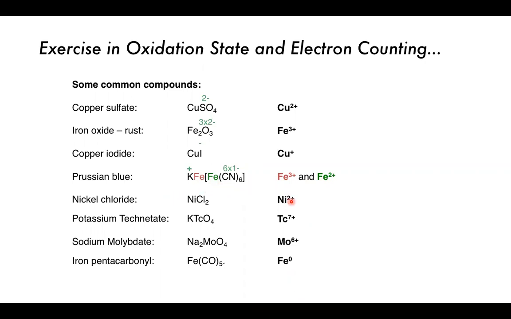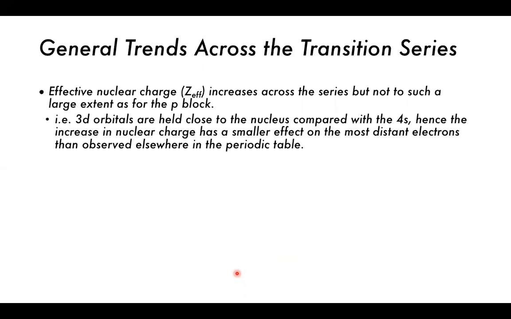Then we have nickel chloride. So chloride is typically -1 in its most common oxidation state. And so it's going to be nickel 2+ here. Technetium I said was 7, and you can go through and see others like iron 0 in this iron pentacarbonyl at the bottom, and then the d electrons involved there, just for your knowledge.